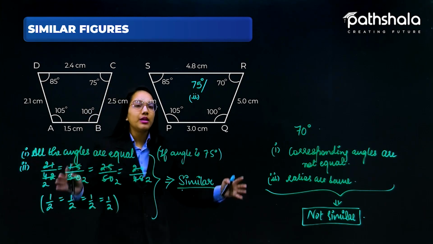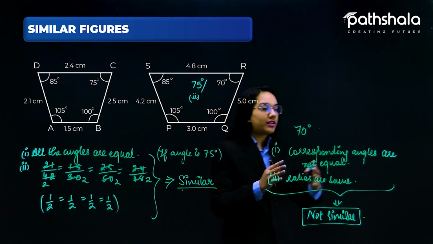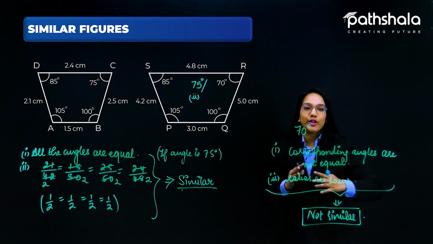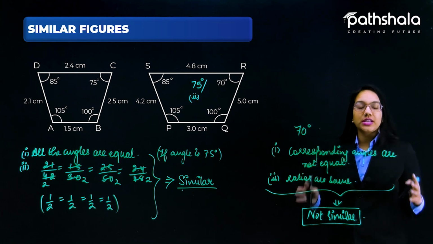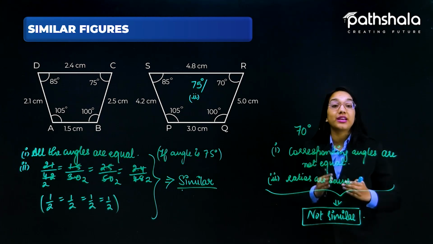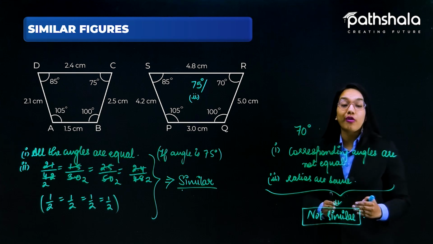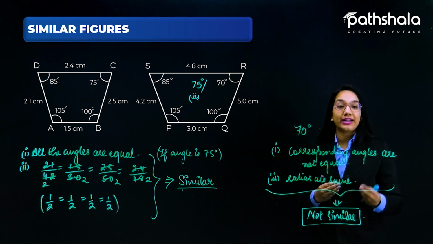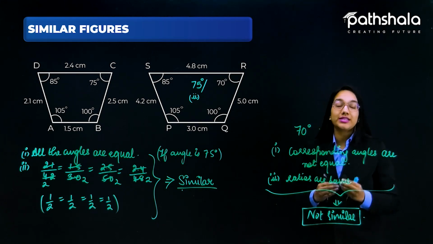So this is the criteria through which we can talk about the similarity of any two polygons. This is how we will talk about similar figures. I hope the concept of justifying the similarity of any two polygons is clear to you.